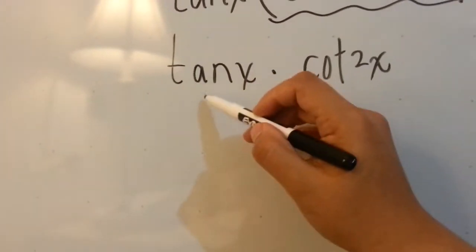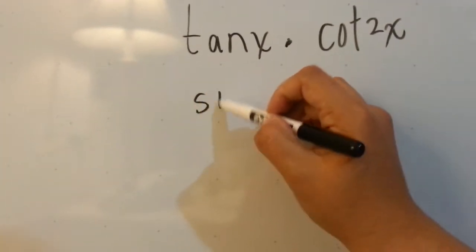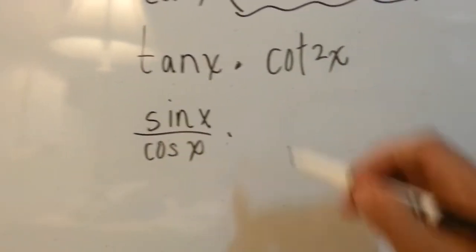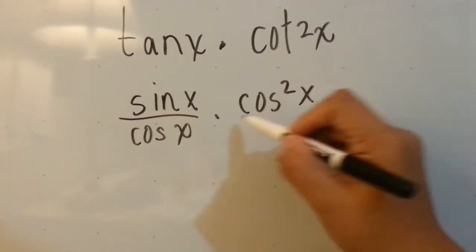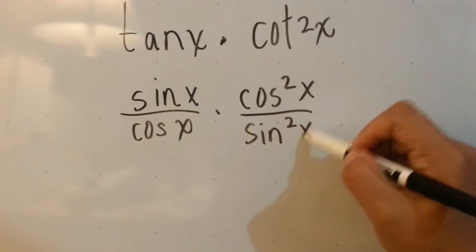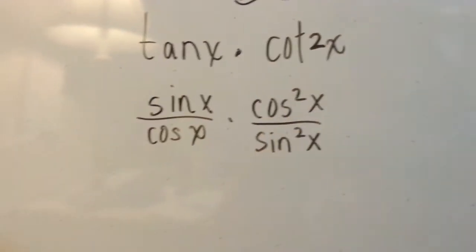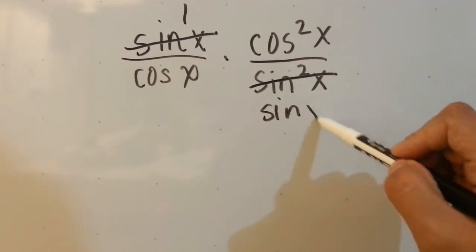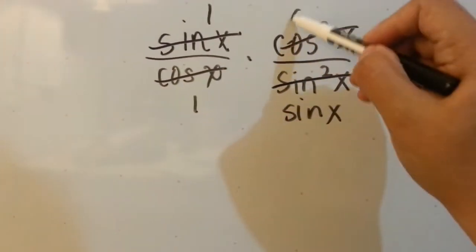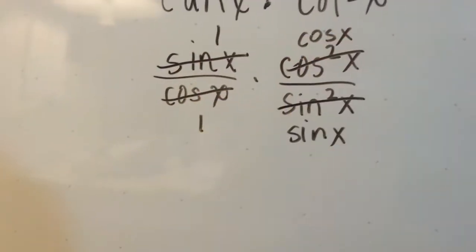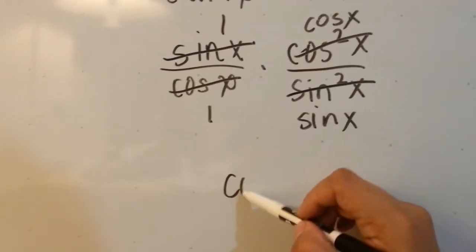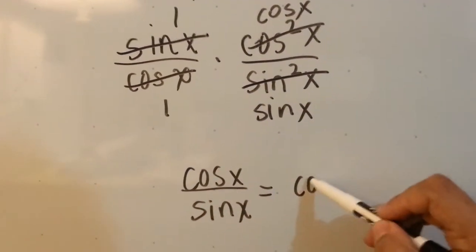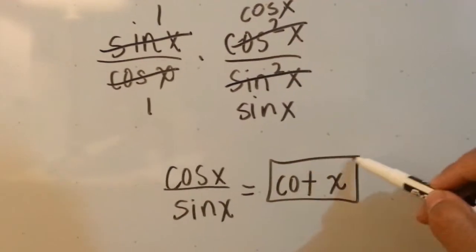And now we can change things to sine and cosine. This is sine x over cosine x, this is cosine squared x over sine squared x, and they're squared because the cotangent is squared. Okay, things can cancel. We have a sine left over here, we have a cosine left over here. So this is just 1 over 1 now, but we have cosine over sine. And cosine over sine is cotangent x. And that should be the answer.